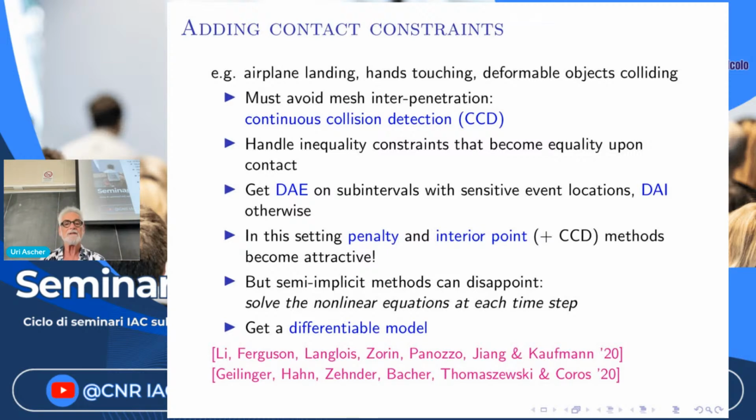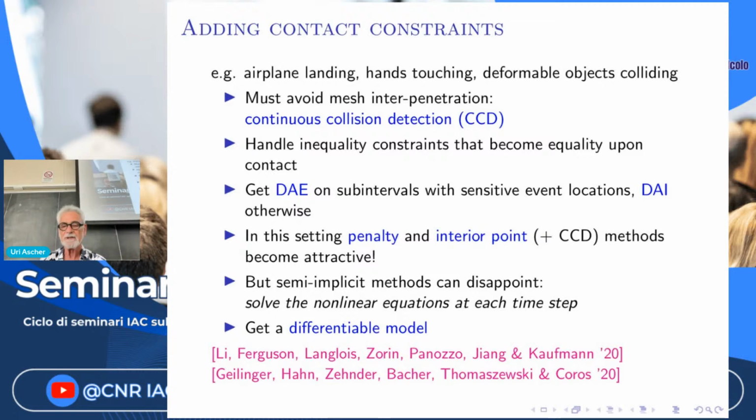And you cannot use the semi-implicit method anymore. Semi-implicit is using one step of Newton's method for the nonlinear equations. When you have constraints, these things often do not work well. You have to solve a system of nonlinear equations at each time step. It becomes a big problem, in fact.